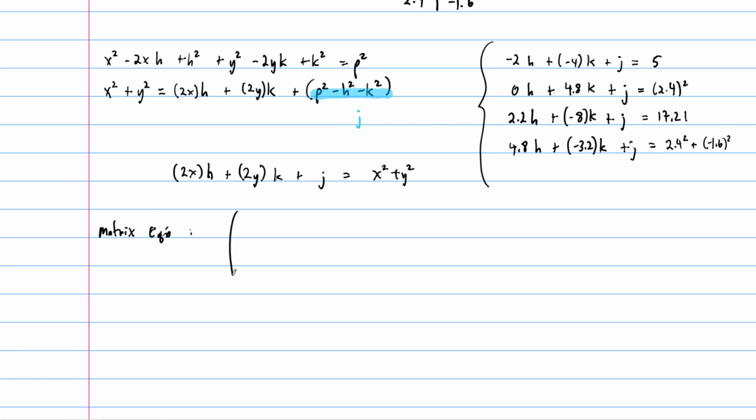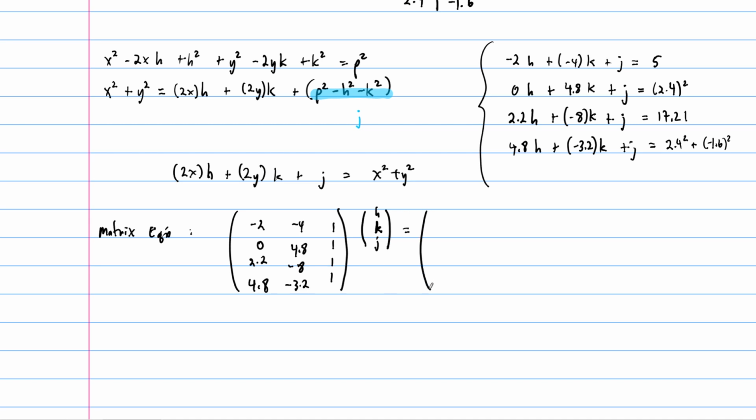The matrix equation is the following. Just from our work here, it's minus 2, 0, 2.2, 4.8 in the first column, and then negative 4, 4.8, negative 8, negative 3.2 in the second column, and then all ones in the third column. The unknowns in order here are h, k, and then j, not vectors, but the unknown constants that we're trying to solve for here.